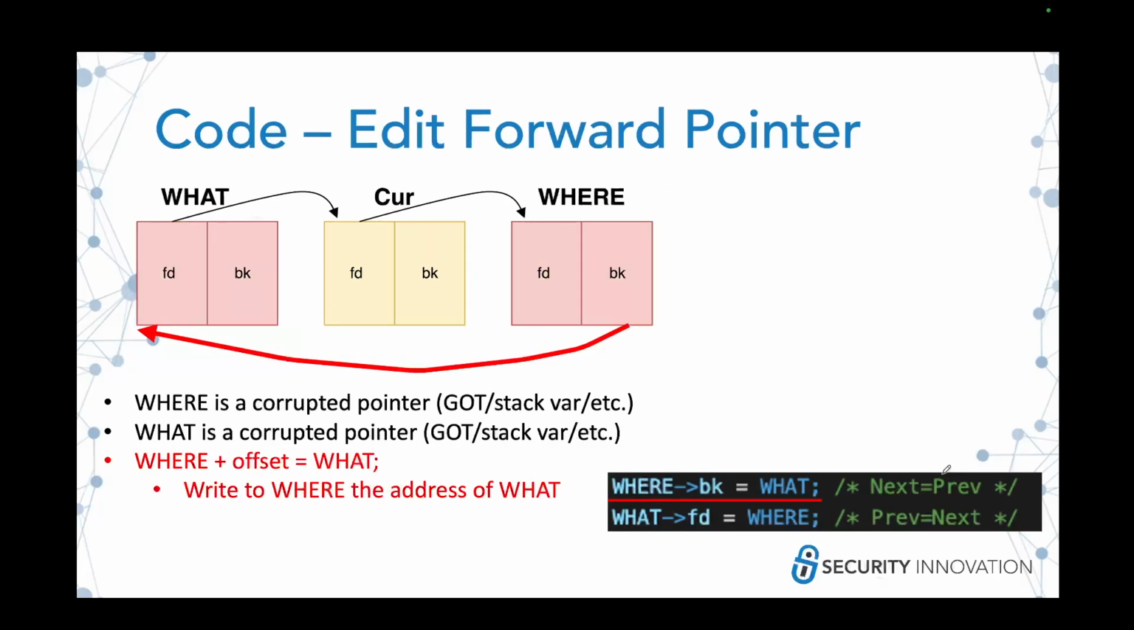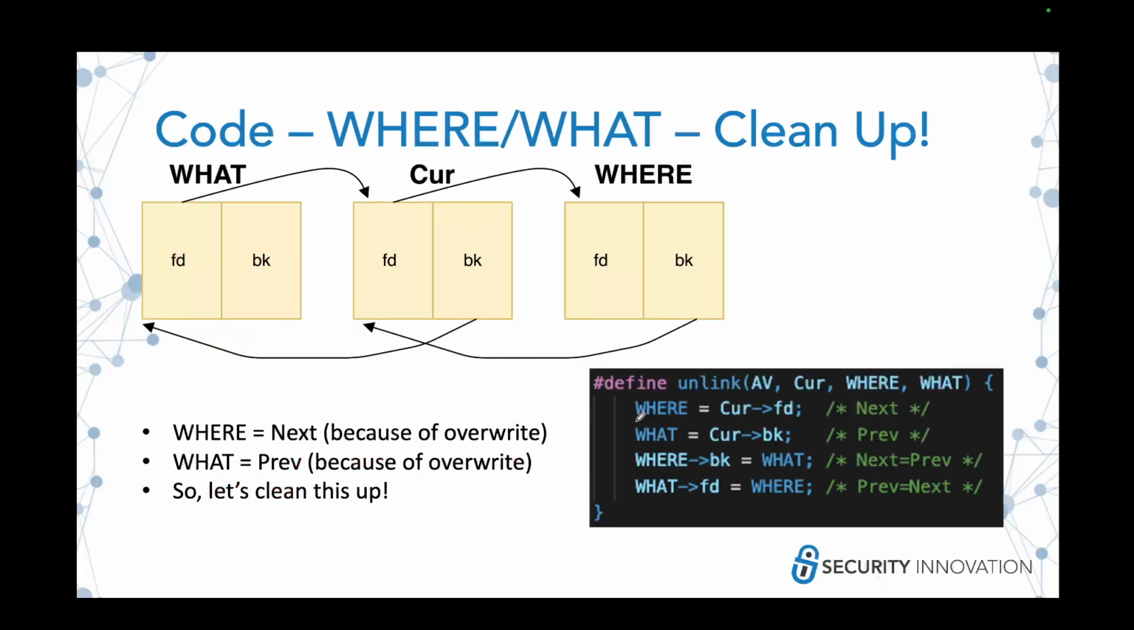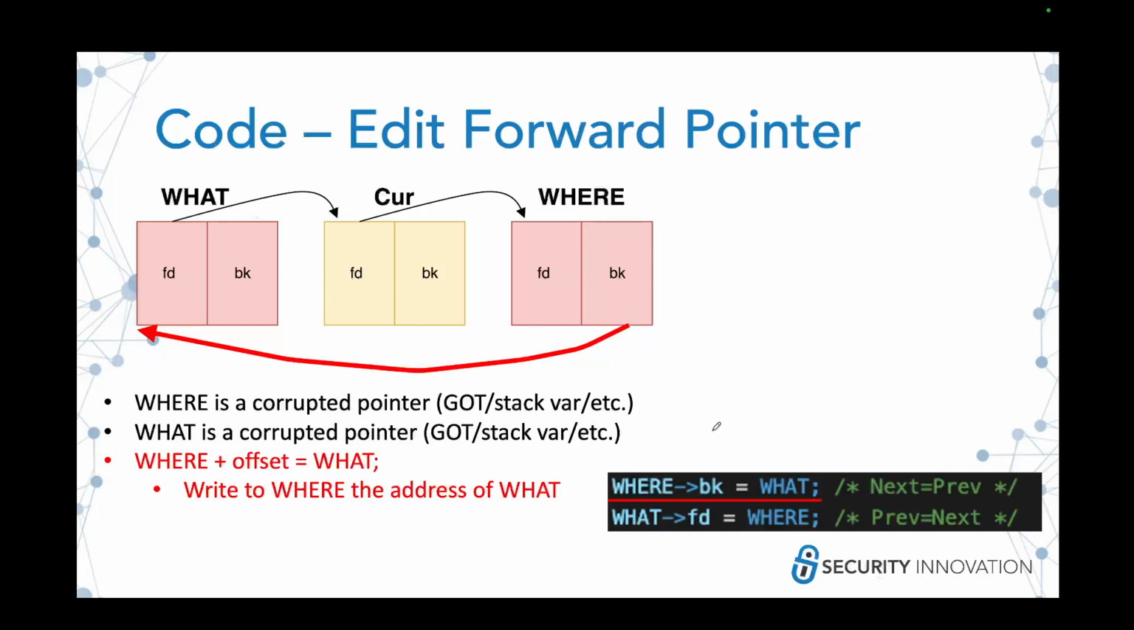So like before, we're just going to get the FD and BKs. You could do this in any order, but I'm going to say that cur's FD is going to be the where that we want to write to. And then the cur BK is going to be the what. So once again, the first two steps are just getting temporary pointers to them. And then is where the magic happens.